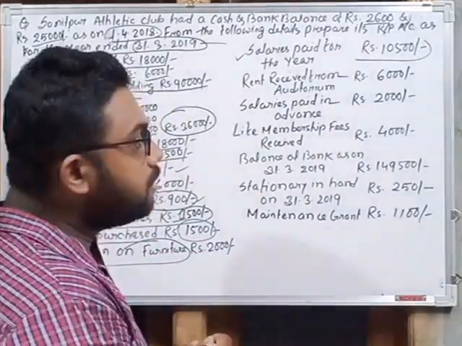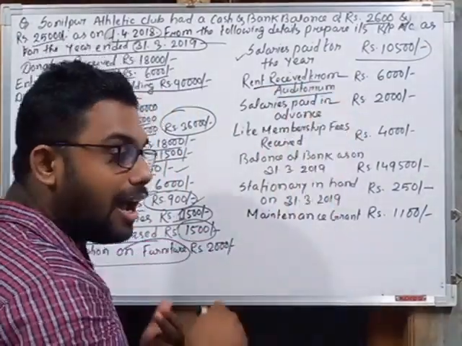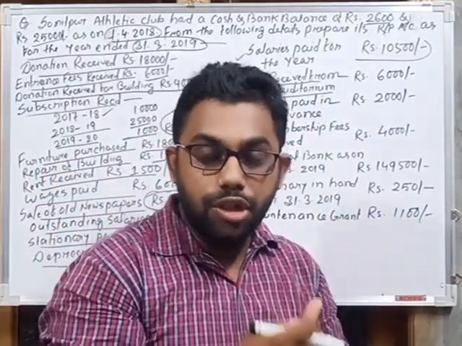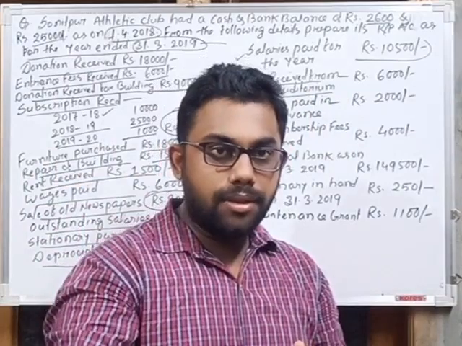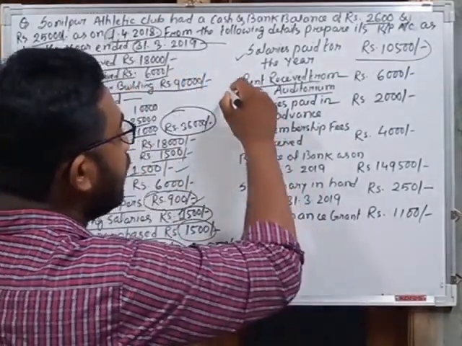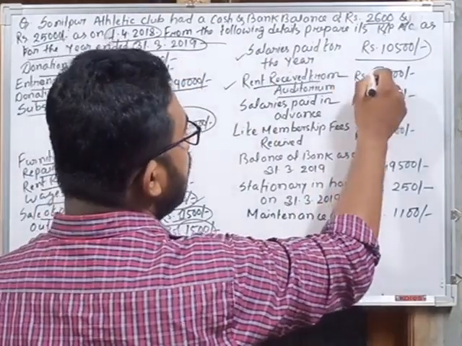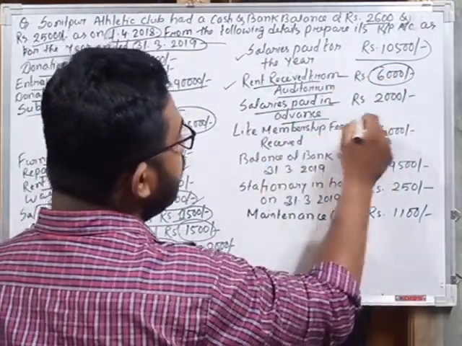Rent received from auditorium. That means the club has an auditorium, which they have given on rent for some function, and for that purpose they have received a certain amount. It is an income, or a receipt, for the non-trading organization, and the amount is rupees 6000. Next, salaries paid in advance, rupees 2000.